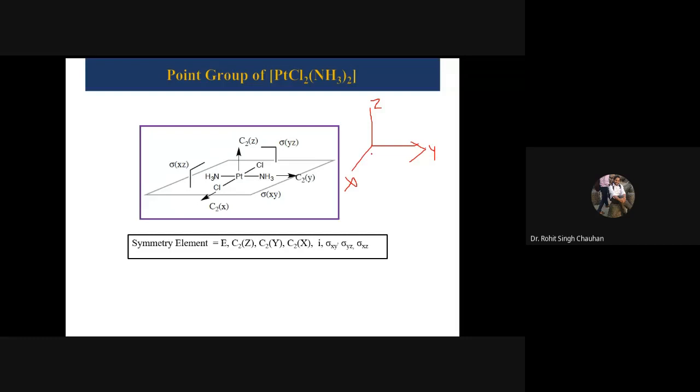The remaining symmetry element present is inversion, the inversion point. The inversion point lies at the central metal, that is platinum. Then sigma xy, sigma xz, sigma yz. Always remember, if your axes of rotation contain all three axes, x, y, and z, then the mirror planes will also contain all possible three, that is xy, yz, and xz. So this belongs to the point group D2h.